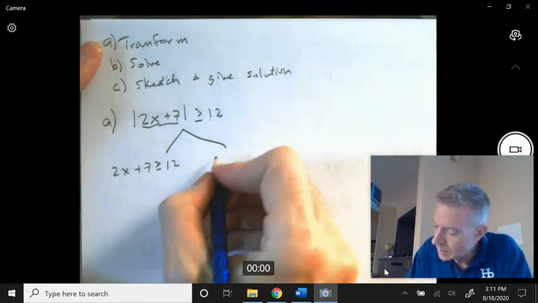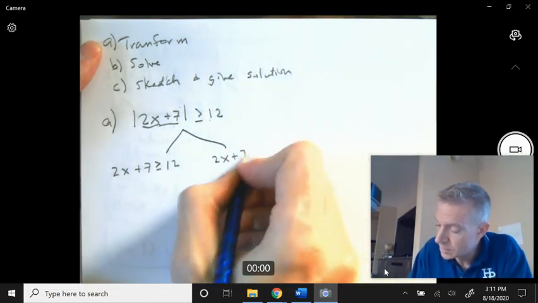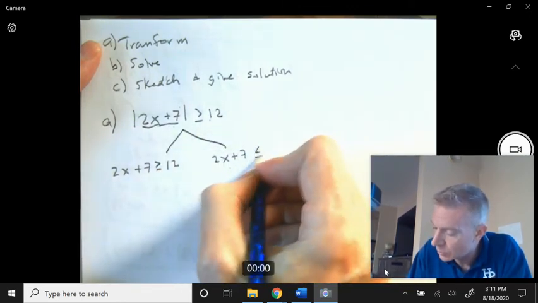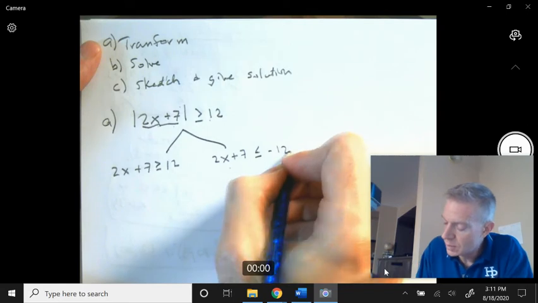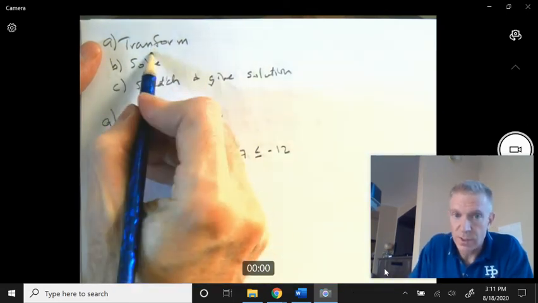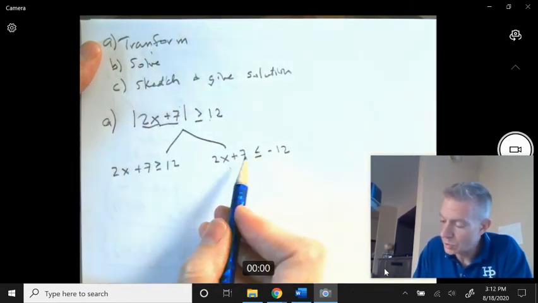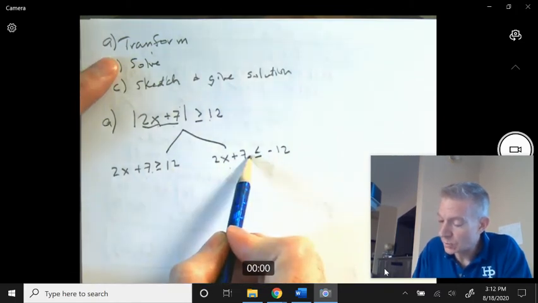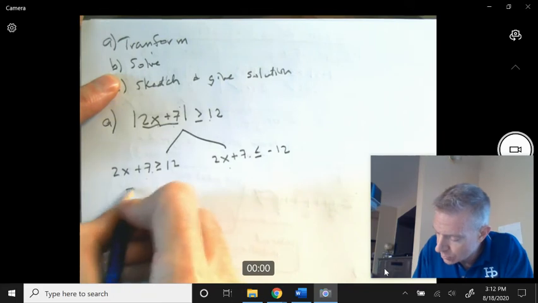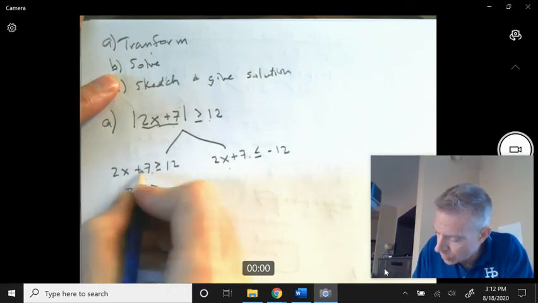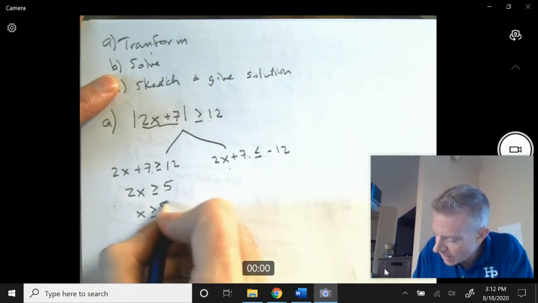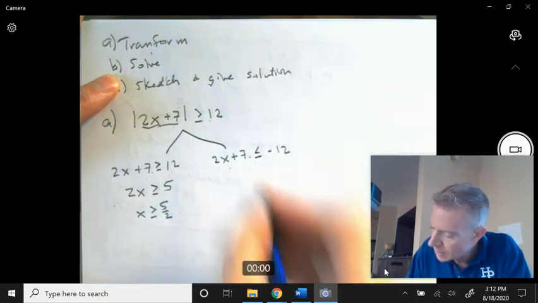Or we're going to say what's in here ends up being negative, so we have to multiply both sides by a negative, so we say less than or equal to negative 12. We did the first part, we transform. We split it into, transform into two inequalities without the absolute value. And then we're going to solve for x. So 2x is greater than or equal to 5. So x is greater than or equal to 5 halves, or 2.5.